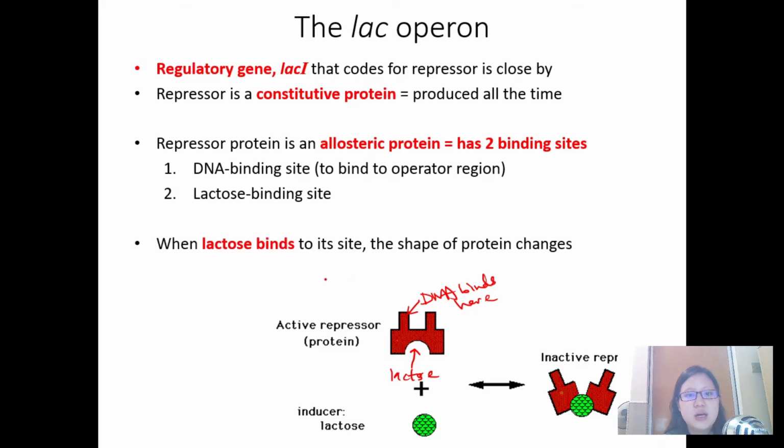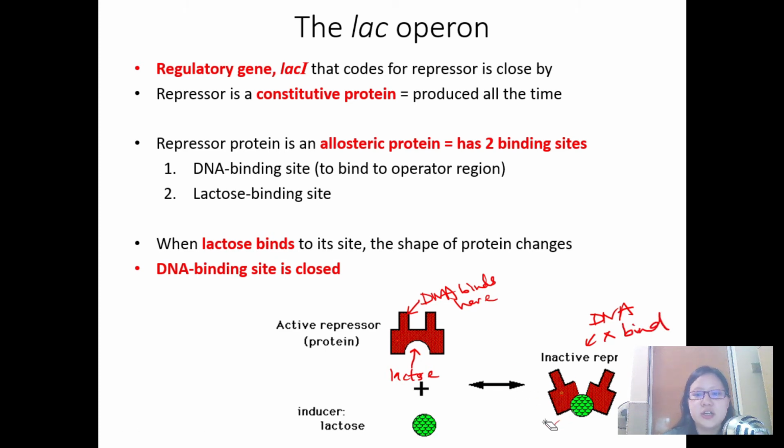And what happens is when lactose binds to its site, the shape of the protein changes and the DNA binding site is closed. So here you can see it binds, and you can see the DNA cannot bind anymore because it has changed shape. And therefore, the repressor is inactivated. Now, lactose here acts as an inducer. So in the presence of lactose, which is the substrate, it acts as an inducer. It binds to the repressor, and the repressor changes shape and doesn't bind to DNA anymore.